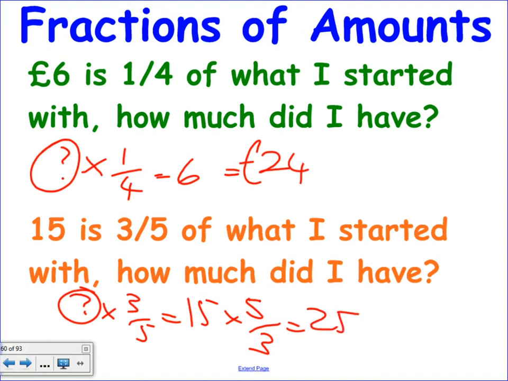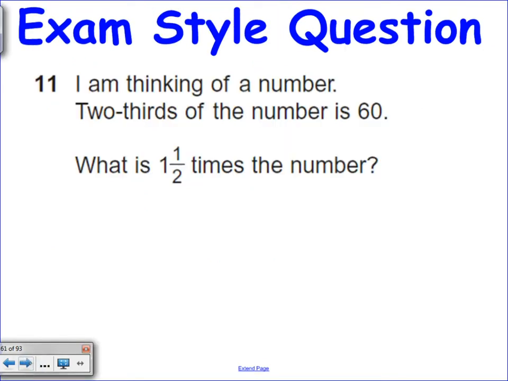So if I start with £25 and I say what's 3/5 of it, I end up with 15. So going the other way, if I'm left with 15 and that represents 3/5 of what I started with, I just flip it, multiply that, and it tells me what I started with. Okay, let's have a go. Have a go at that one.